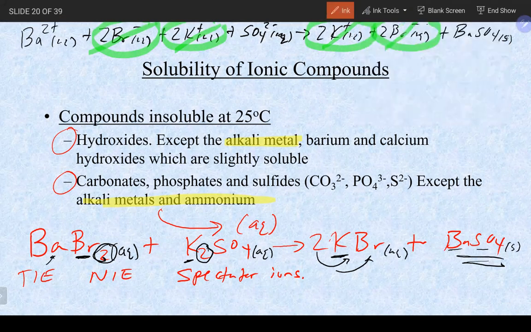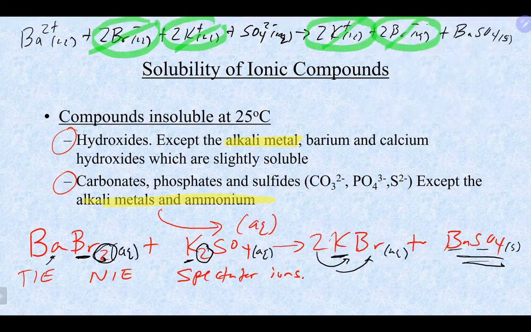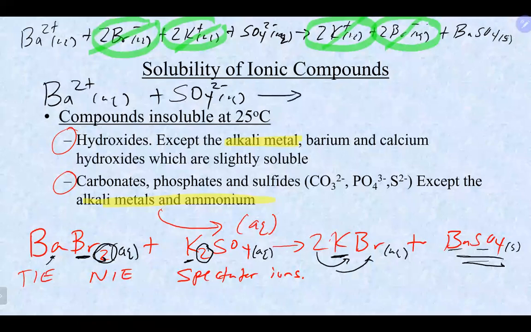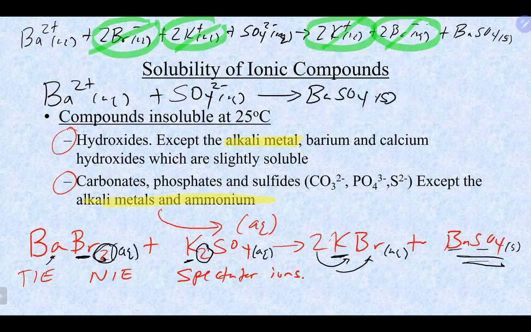So those 2, which are our spectator ions, will then leave us really what's happening in this case. It is the barium ion that's going to find the sulfate ion and give us barium sulfate, which is our solid. And obviously this is our net ionic equation. That would be our total ionic equation. And this would be our molecular equation on the bottom.